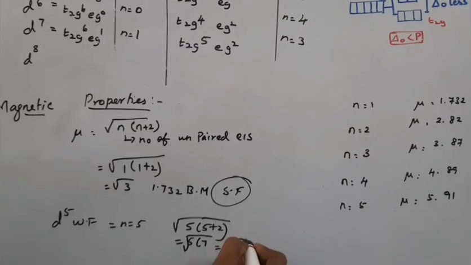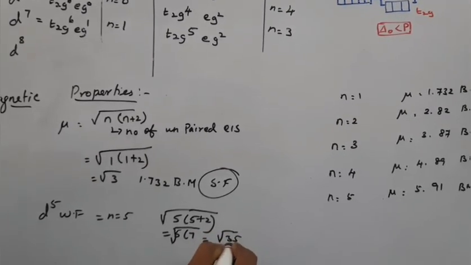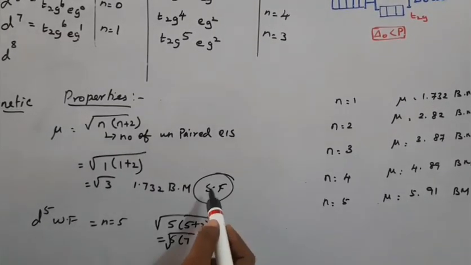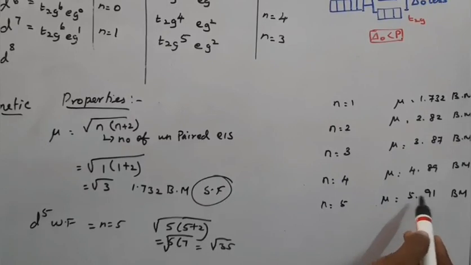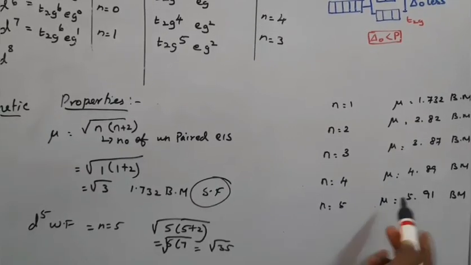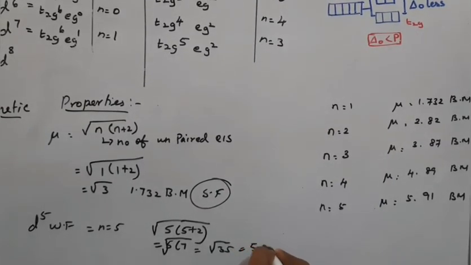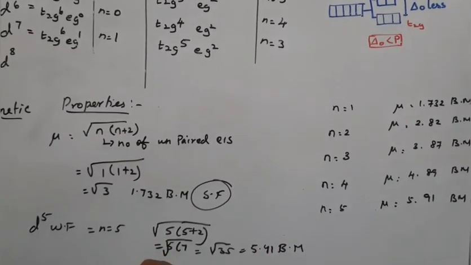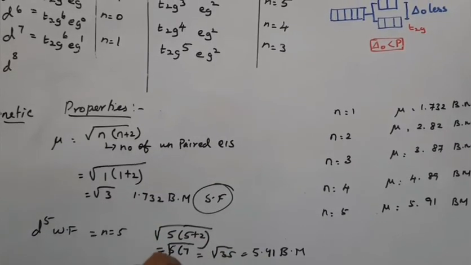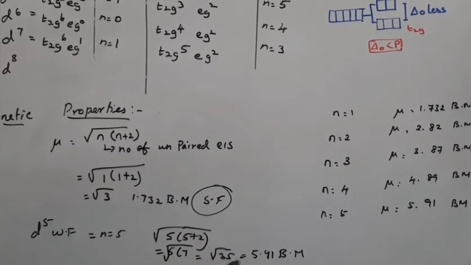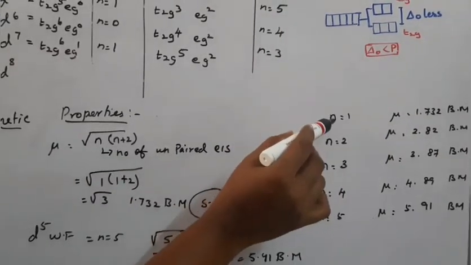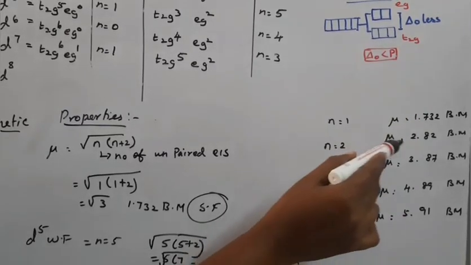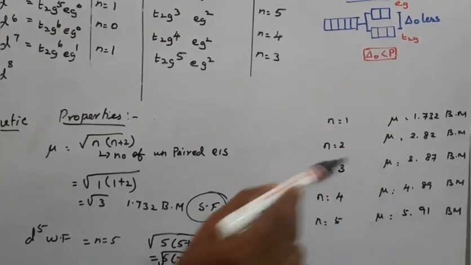The root 35 is a very big number, so you do not waste your time. Use a trick. For n equal to 5, what is the mu value? 5 point something, it starts with 5 point something. So that is 5.91 Bohr magneton. Every time the questions will ask, so you do not waste your time, use this trick. The n equal to 1 means mu starts with 1 point something, 2 means 2 point something, 3 means 3 point something. That's all.